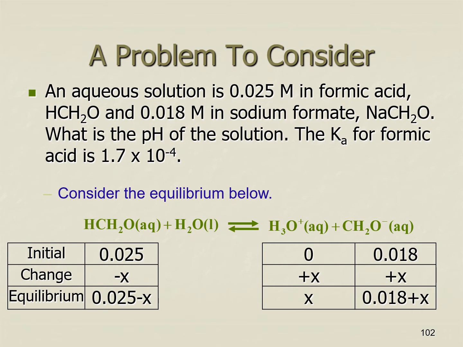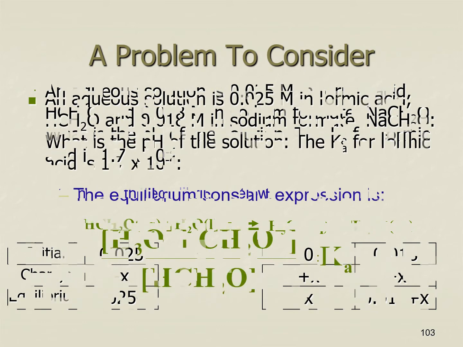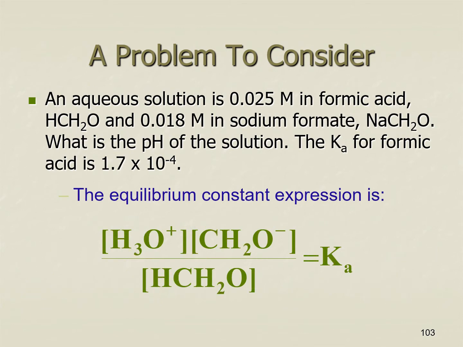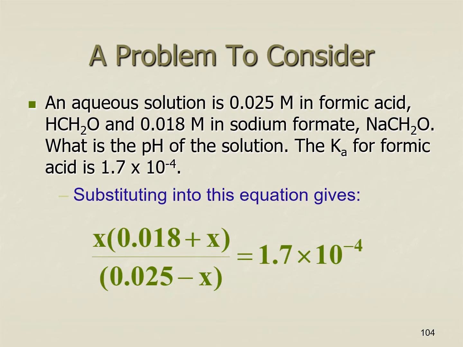So the total concentration at equilibrium is 0.025 minus X. On the H3O plus, of course, it is still X. And now the formate will be what we started with, 0.018, plus what's been formed, X. So we have the same kind of setup as we've had before. We can plug it into our Ka expression. So there's our Ka, products divided by reactants, and it's equal to 1.7 times 10 to the minus fourth. If we plug our numbers in, we can see this.